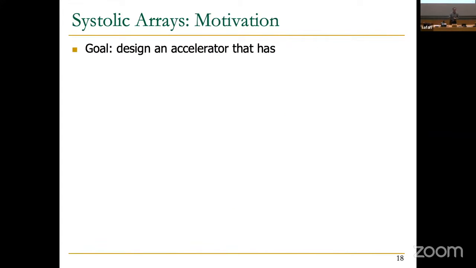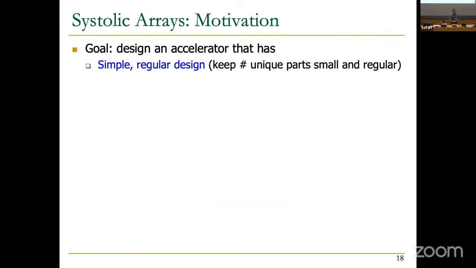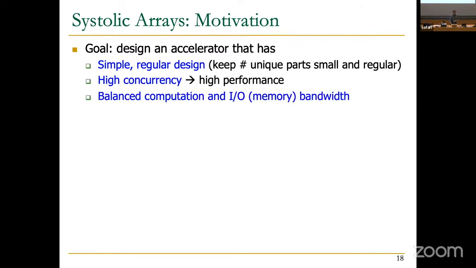Okay, so motivation. Why were these designed? Basically, folks who designed systolic arrays wanted to design an accelerator that has three properties. One is simple, regular design. You want to keep the number of unique parts small and regular. High concurrency, high performance. That's what you want from an accelerator, and high efficiency, hopefully. But at the time these were designed, power and energy were not that important. We're talking about the 1970s, 1980s. Power and energy became much bigger concerns in the late 1990s, 2000s, and clearly today it's one of the most important concerns. And also, we want balanced computation and I/O or memory bandwidth.